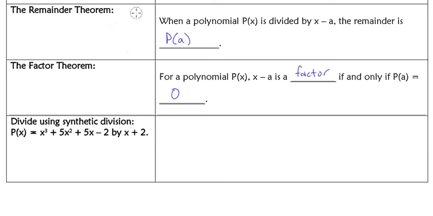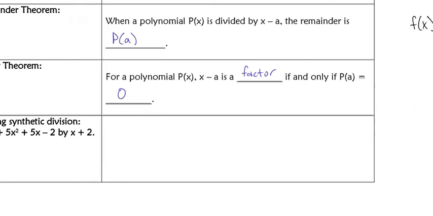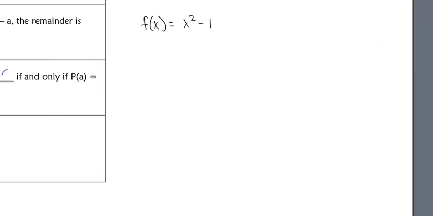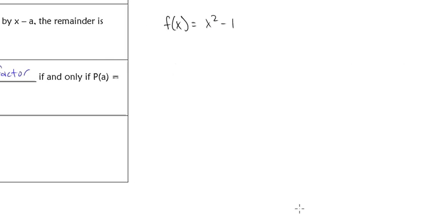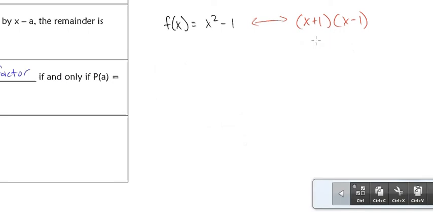So here we go. Let's use these two theorems. Before we get to the third problem of actually dividing by synthetic division, let's take a look over here. I wrote out a function that hopefully we'd be able to factor pretty easily, just to help us out, use something we know already and see how that's going to work. So we know that this factors out to x plus 1 times x minus 1. That's the difference of squares.